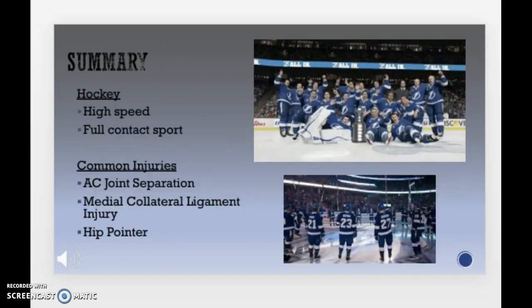So again, to summarize, hockey is a high-speed, full-contact sport that results in a lot of common injuries, including but not limited to AC joint separation, medial collateral ligament injury, and hip pointers.